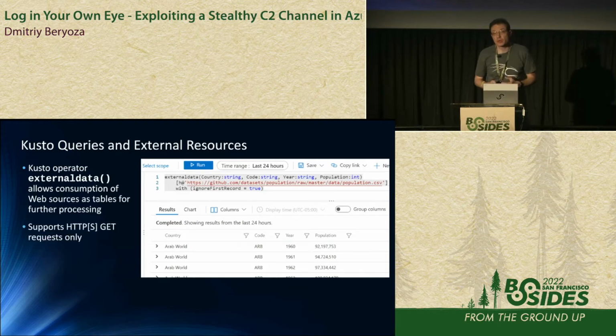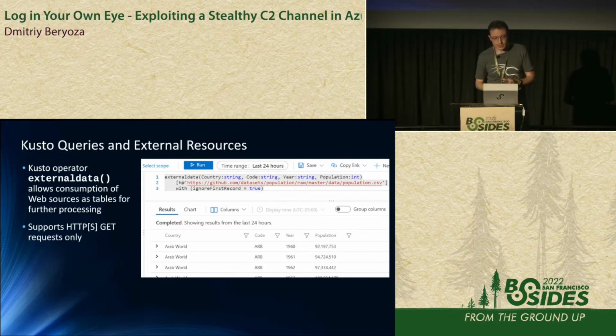So for example, you can consume a list of Tor exit nodes and join that with your table that tracks sign-ins in your environment. And you could have a query that would alert you if there is a sign-in to your cloud environment from a Tor exit node. So you could do some pretty cool stuff with it.